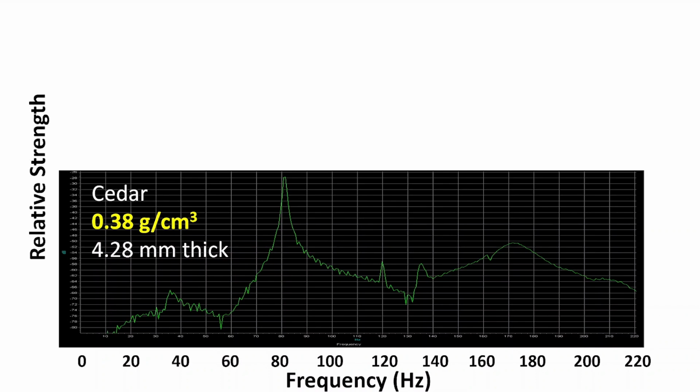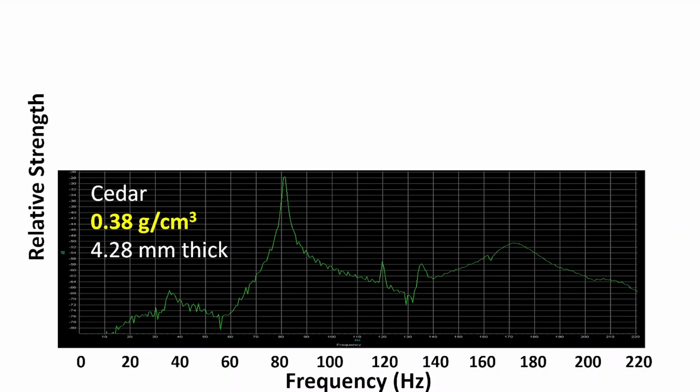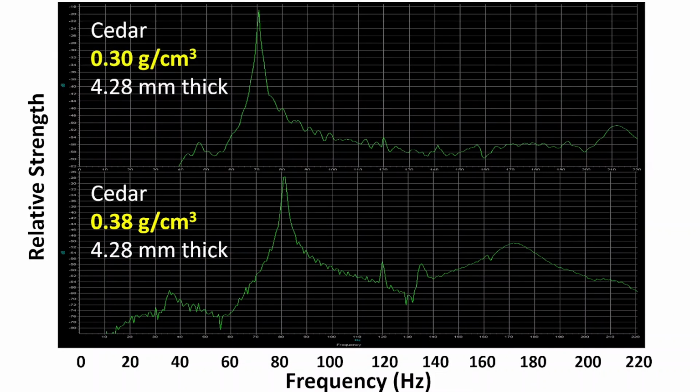Now let's bring in the second sample, which has a lower density at 0.3 grams per cubic centimeter. And you can see that the peak of this fundamental frequency at around 70 to 80 hertz has shifted in the upper sample. And it shifted about 10 hertz, which is significant. And that's exactly what we heard in these sound samples.